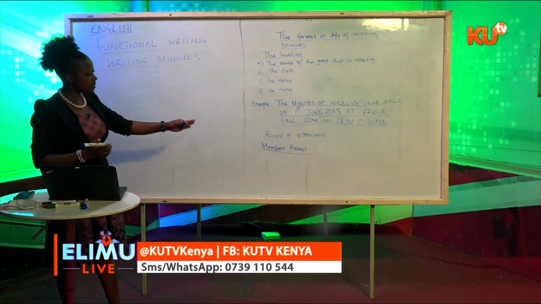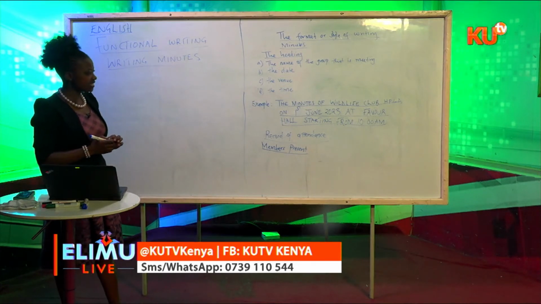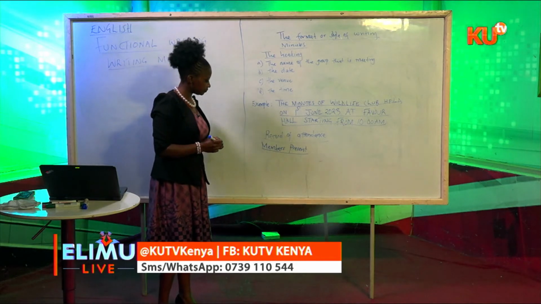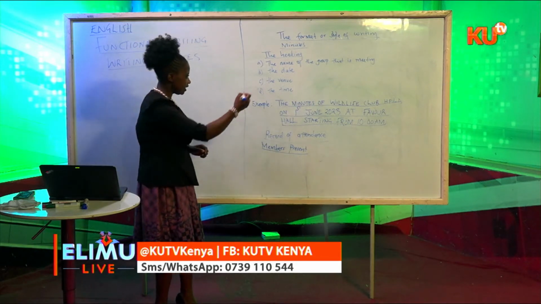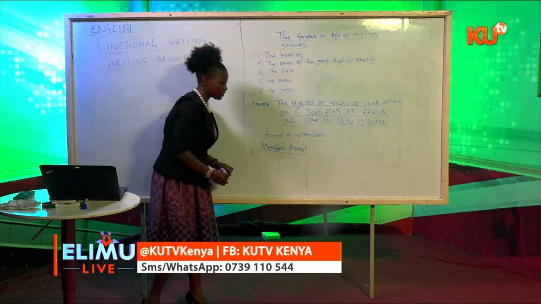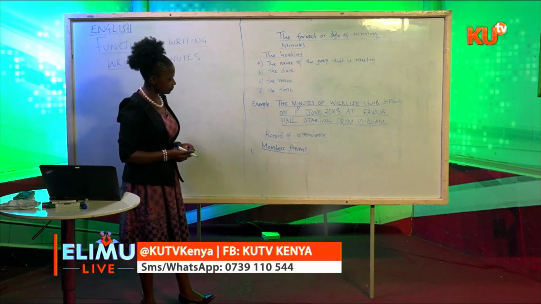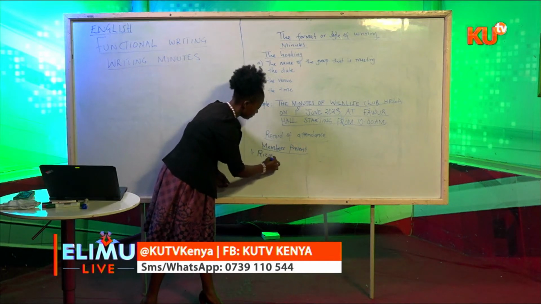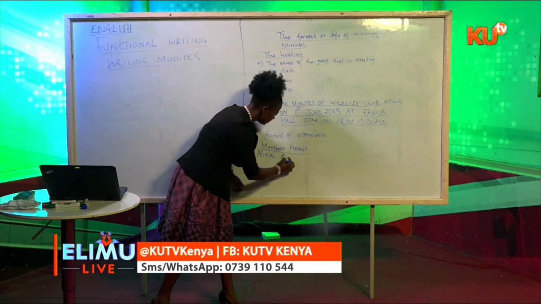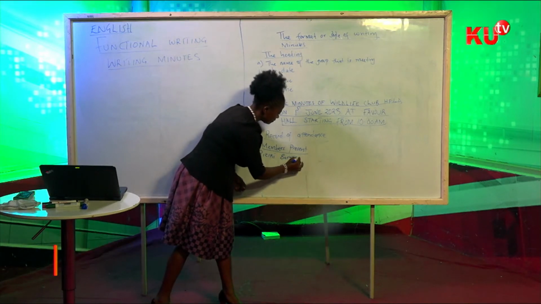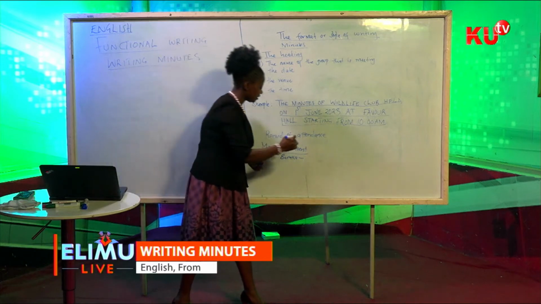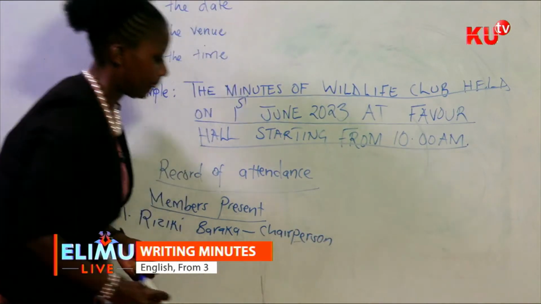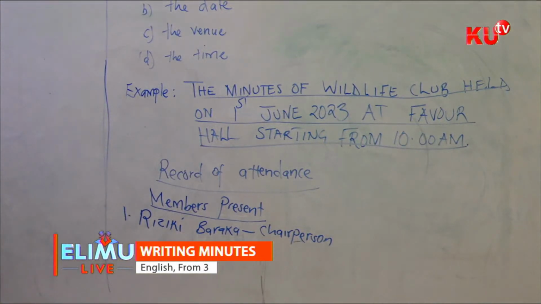On the members present, we write their names starting with the senior most. For example, in our club, the chairperson will be the senior most person. So you may have something like Riziki Baraka, then a dash, chairperson. Then from the chairperson, you go to the vice chair.